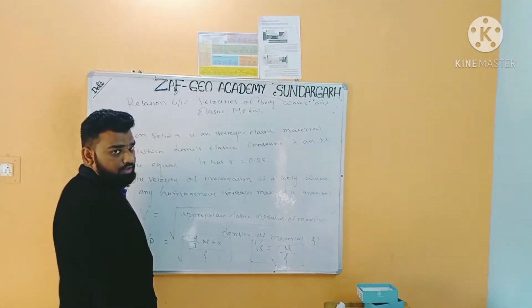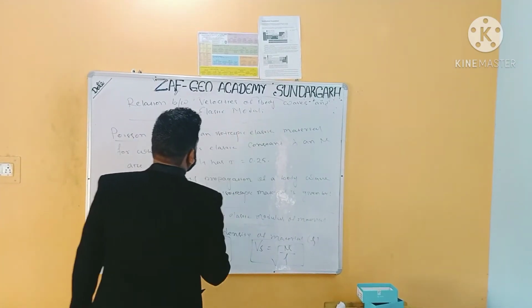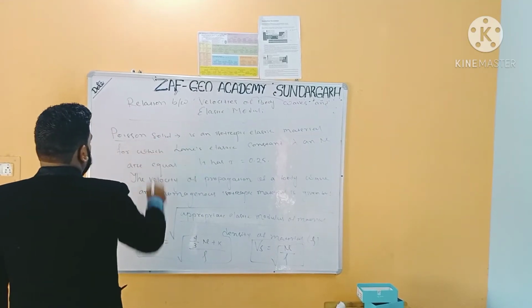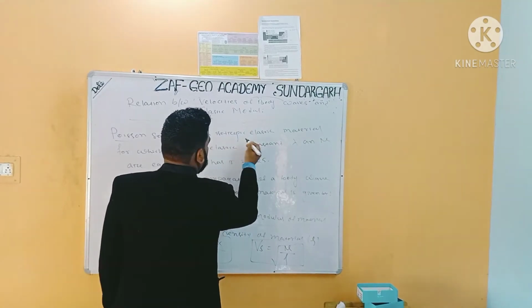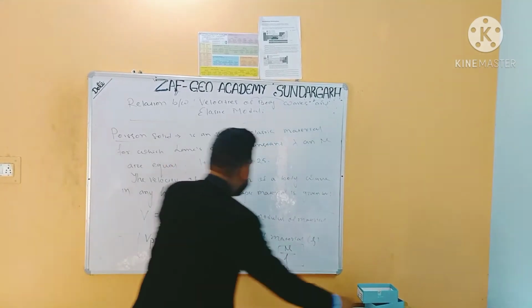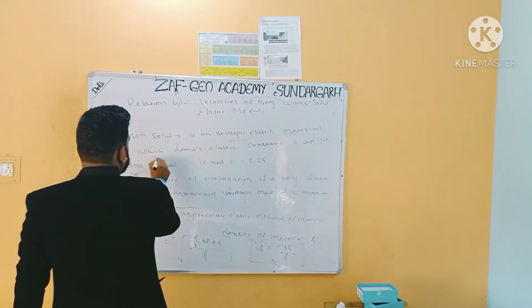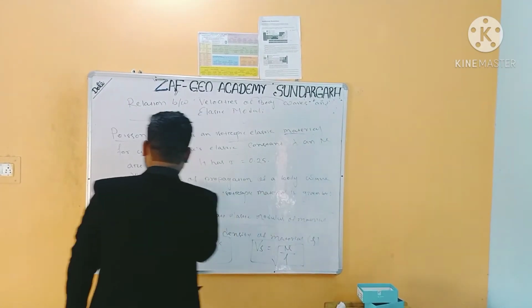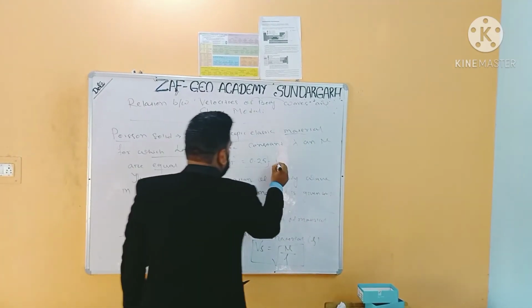So in this section, we are going to discuss the relation between velocities of body waves and elastic modulus. First, the Poisson solid. It is an isotropic elastic material for which Lamé's elastic constants lambda and mu are equal. It has sigma equal to 0.25.